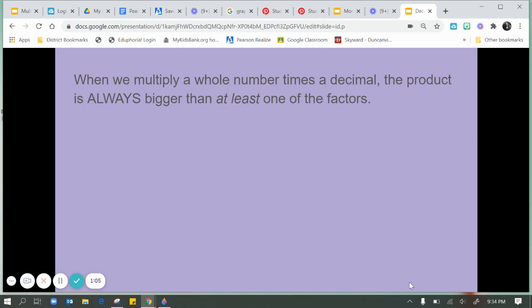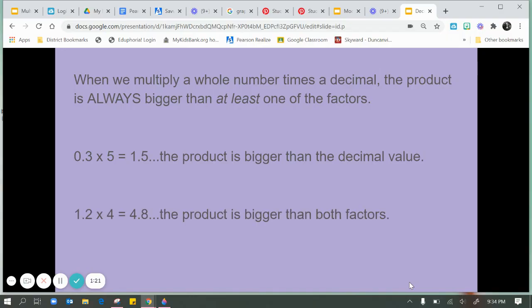When we multiply a whole number times a decimal, the product is always bigger than at least one of the factors. 3/10 times 5 is 1 5/10. The product, 1 5/10, is bigger than 3/10. 1 2/10 times 4 equals 4 8/10. The product, 4 8/10, is bigger than both of the factors.